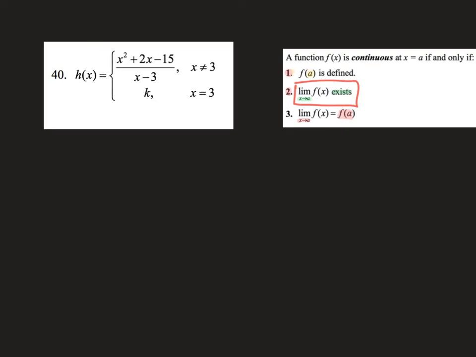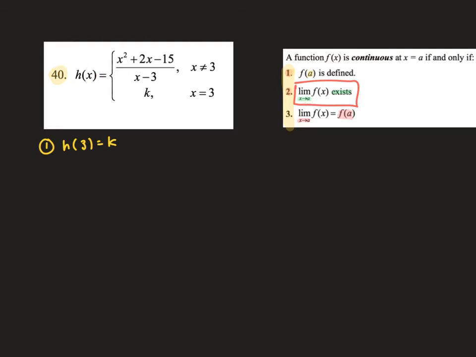My function for number 40 looks a little bit different, and all I'm going to do is run through these 3 steps of continuity. Step 1 is the function value at x equals 3, and I see that that value is k. Step number 2 is to ensure that the limit as x approaches 3 exists.